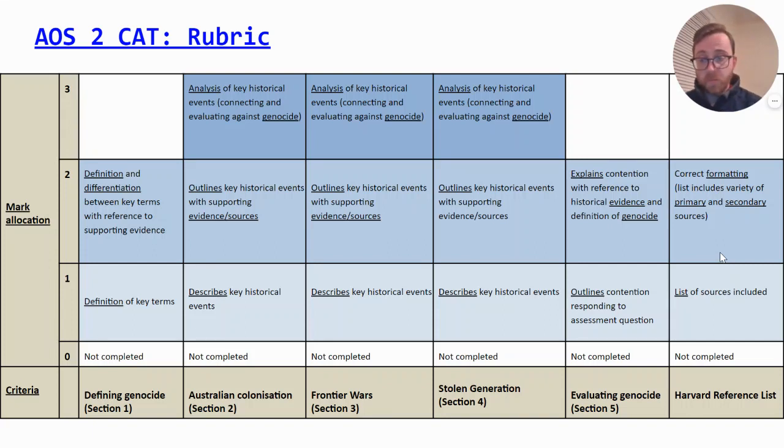That could be quotes, it could be entries in diaries or journals. Most people struggle with primary sources. You can find images as well, so paintings or photographs. Lots of stuff you could use there.